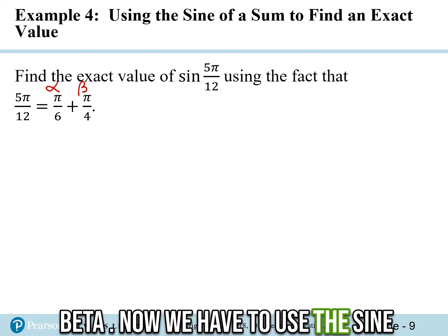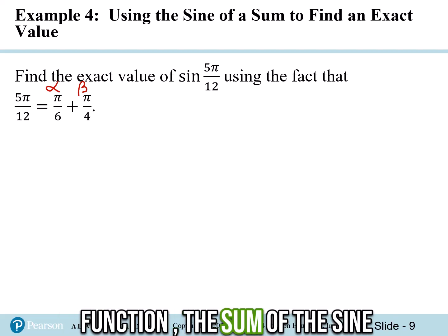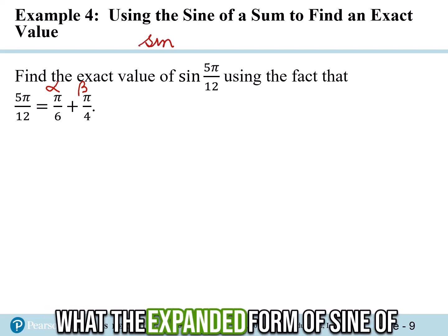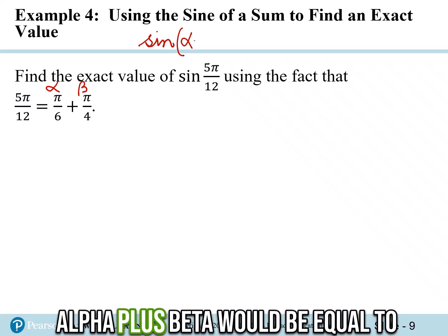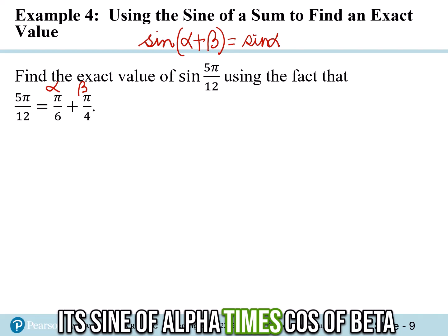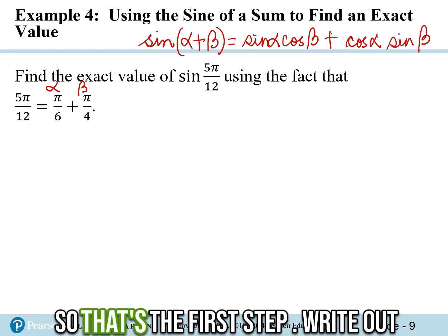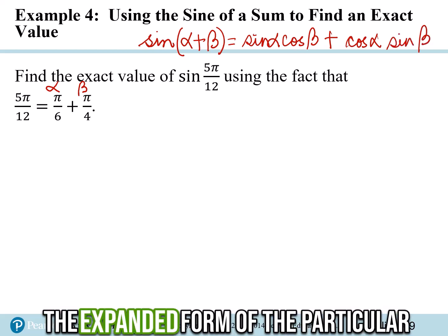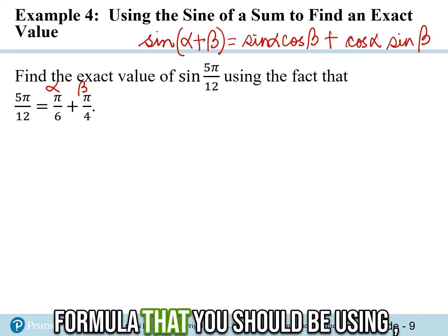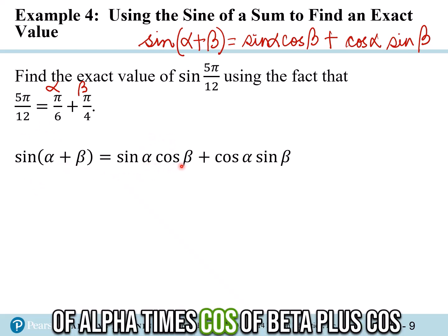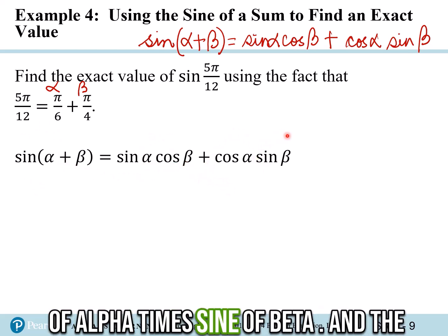Now we have to use the sum formula for the sine function. Therefore, let's write out what the expanded form of sine of alpha plus beta would be equal to. It's sine of alpha times cos of beta plus cos of alpha times sine of beta. So that's the first step. Write out the expanded form of the particular formula that you should be using, and that's what they've done here. Sine of alpha plus beta equals sine of alpha times cos of beta plus cos of alpha times sine of beta.